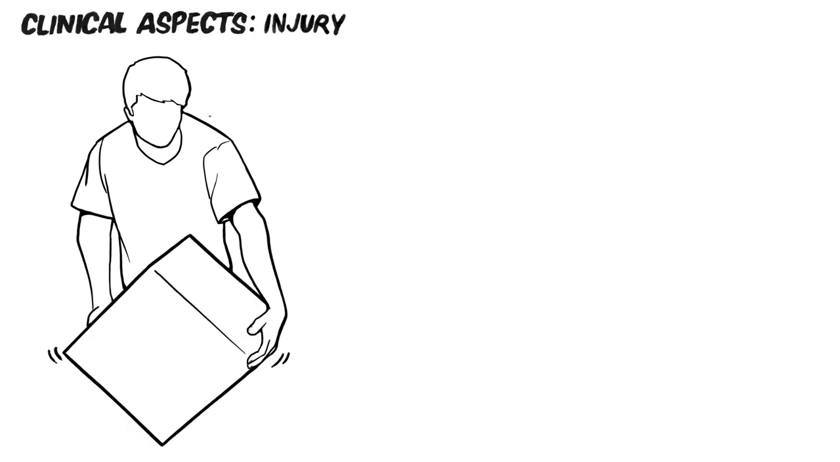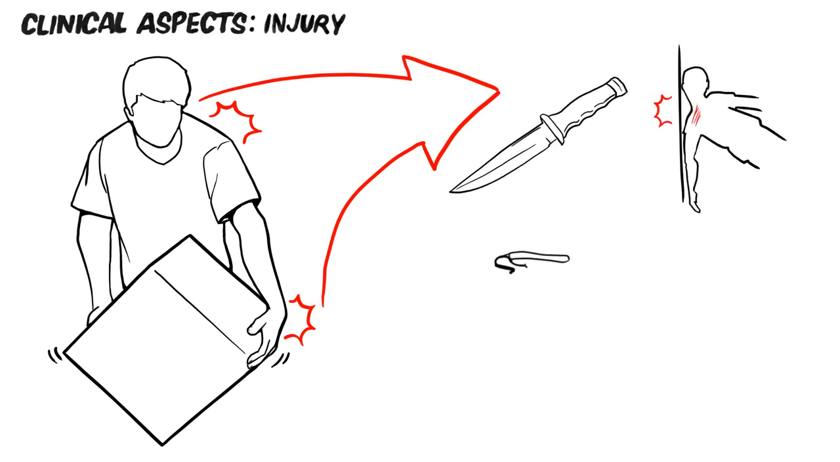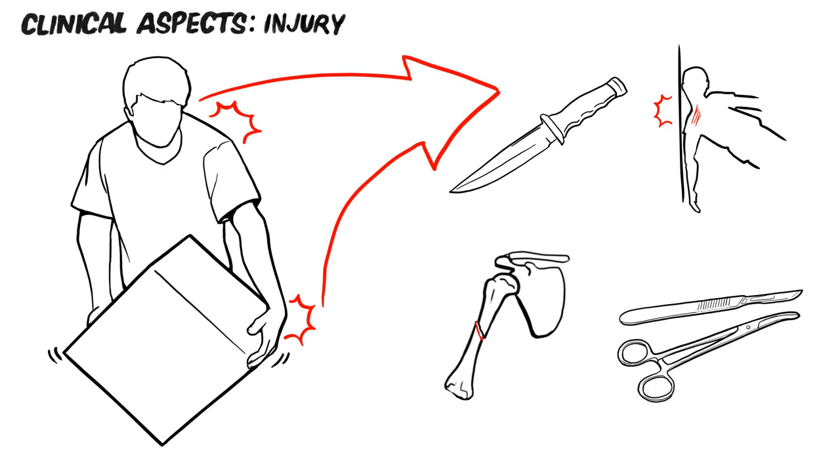Let's conclude by briefly discussing some clinical aspects of the brachial plexus. Because the brachial plexus innervates all of the muscles of the upper extremity, injuries to it can have devastating effects on arm and hand function that are critical for activities of daily living. The brachial plexus can be injured in many ways, of course, including penetrating knife or bullet wounds, shoulder injuries, fractures of the humerus, and surgical procedures.